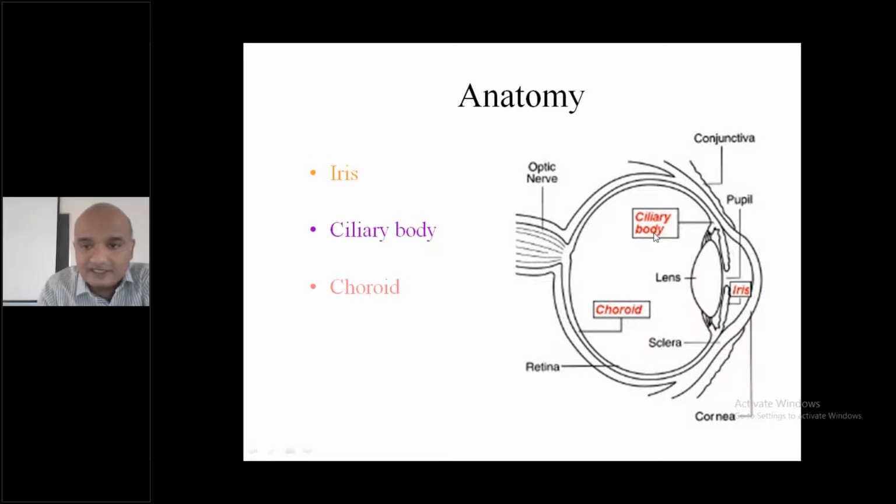The iris is present in front of the lens. It forms the posterior surface of the anterior chamber. The point where the zonules are attached to the lens is called the ciliary body. And the remaining part, which extends posteriorly till the optic nerve head, both superiorly and inferiorly, is called the choroid. Now in iridocyclitis, we shall be discussing inflammation of the iris and ciliary body.